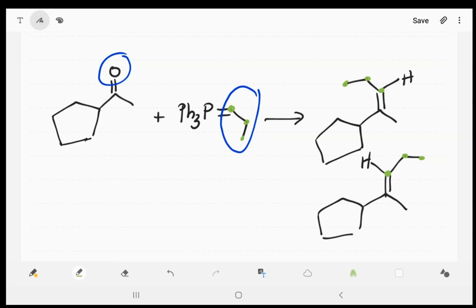So in order to make the determination of which one's the major product, we have to look at our Wittig reagent, right? We have to say, well, is this stabilized?